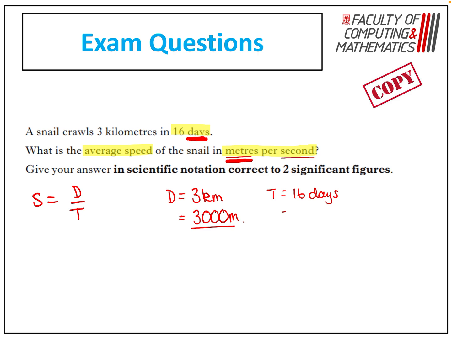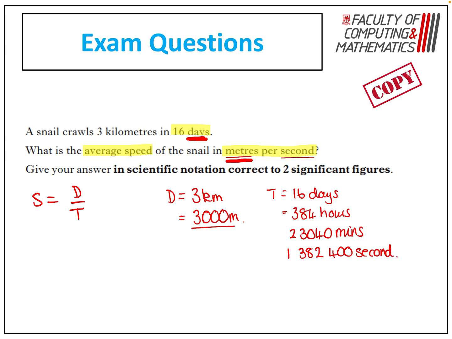So first of all, multiply that by 24 to work out how many hours that is, because we have 24 hours per day. So 384 hours. If I multiply that by 60, that will tell me how many minutes we have in 16 days. And then I'm going to multiply that again by 60. And that tells me that I have 1,382,400 seconds in 16 days.